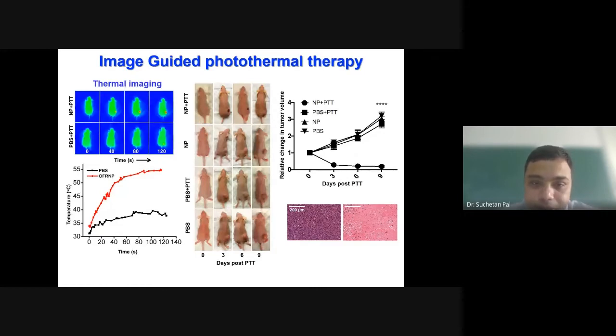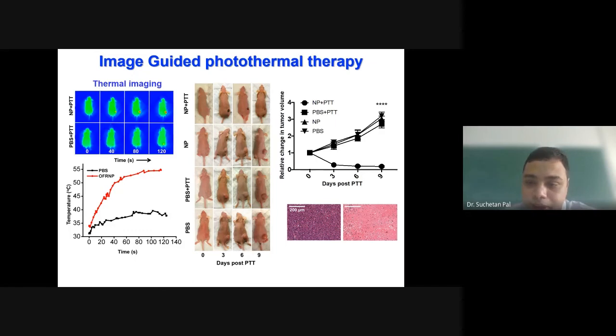So you can see with nanoparticle plus photothermal therapy, this tumor didn't grow, and this mouse got cured. You can visually see the volume of the tumor decreased. But in all the other groups, you can see the tumor volume increased, and over time it will metastasize in your whole body and the mouse will die. So using this nanoparticle with photothermal therapy, you can actually cure cancer.